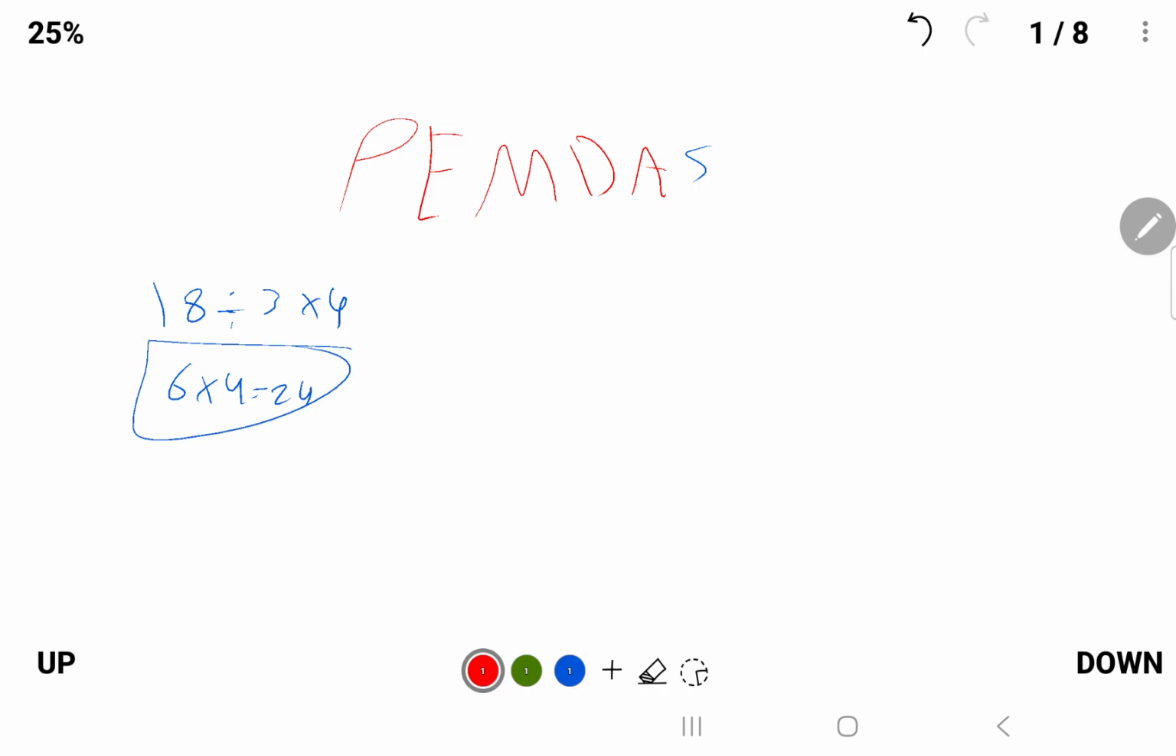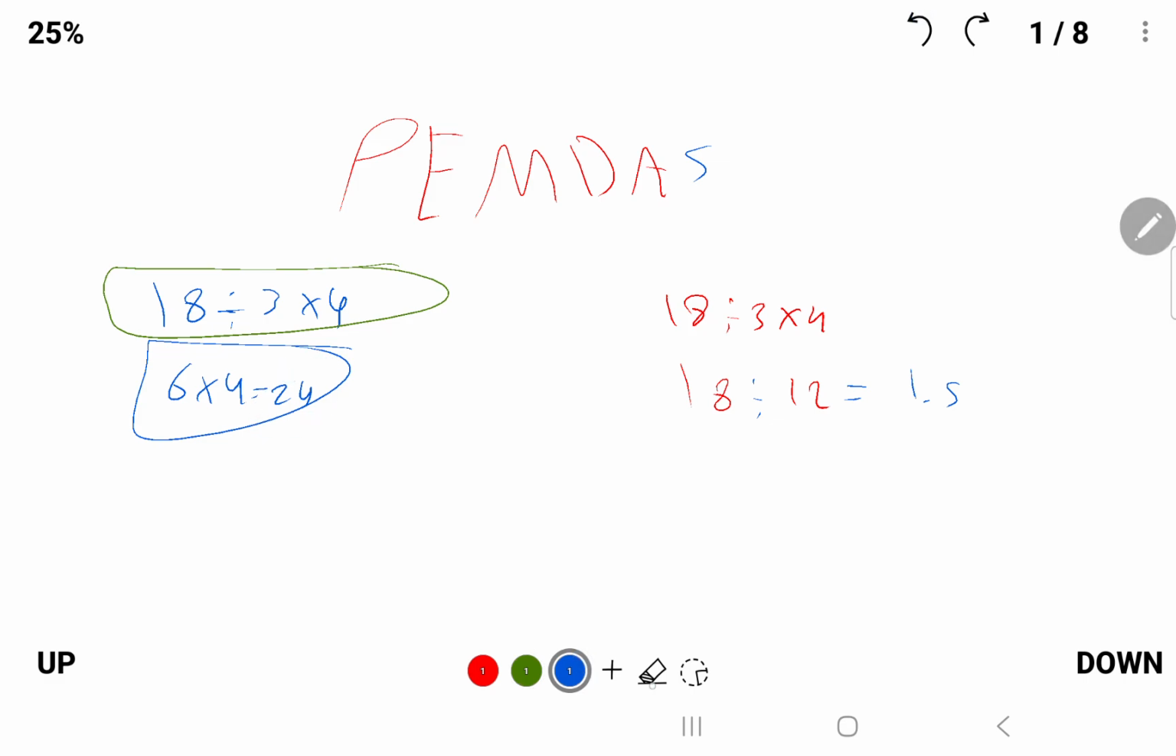Now let's start with multiplication first. So 18 divided by 3 times 4. 3 times 4 equal 12. You have division, and 18 divided by 12 is equal 1.5. So what is the correct answer? If you're not sure, we use the calculator and we write this equation exactly in the calculator. 18 divided by 3 times 4. So the answer is 24.